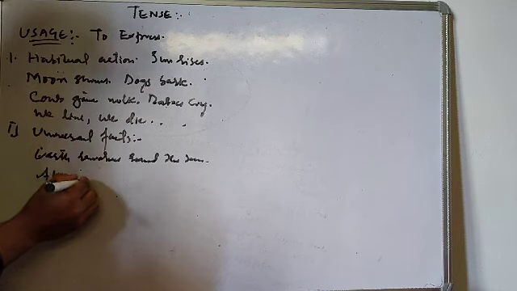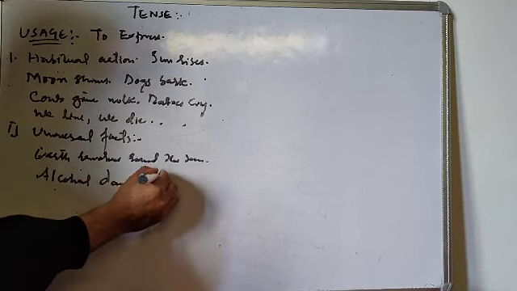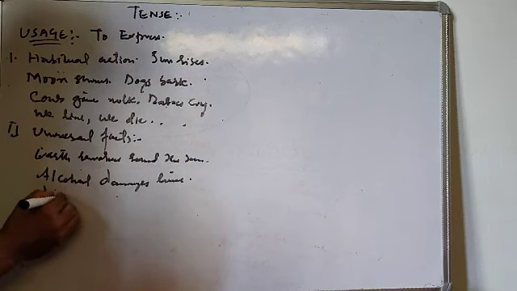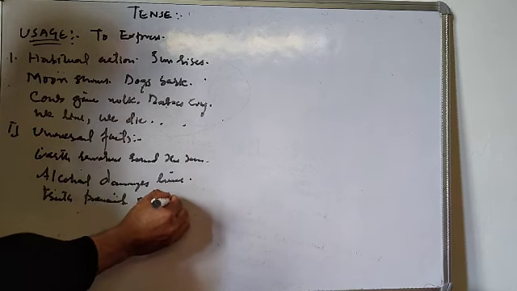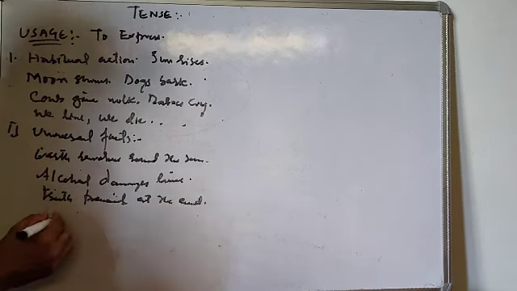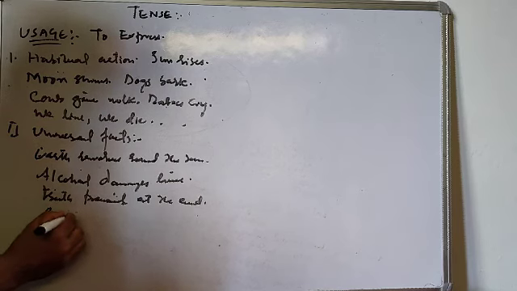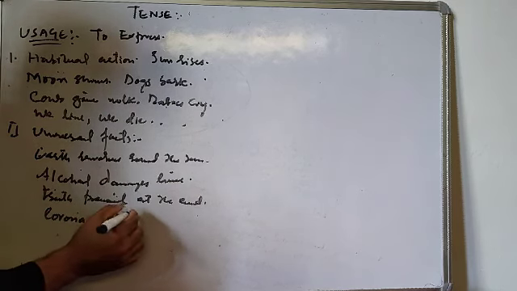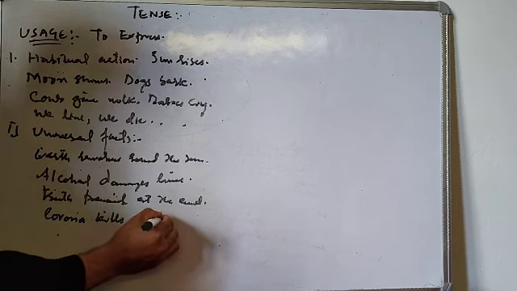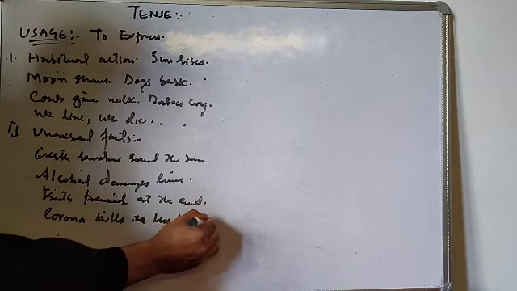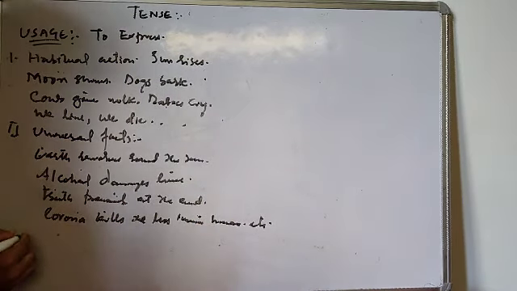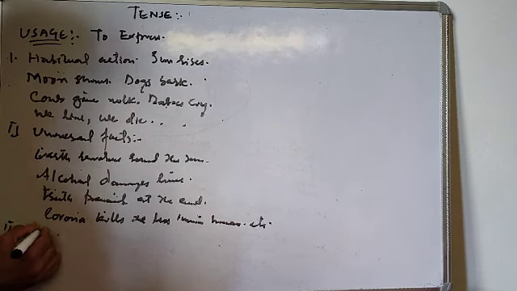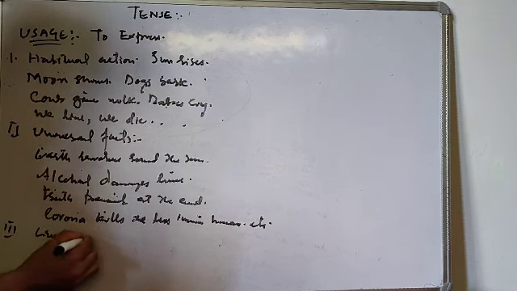For example, alcohol damages liver. For example, truth prevails at the end. For example, corona kills the less immune humans, etc. Okay, coming to its third usage, we use present indefinite tense in live commentaries.